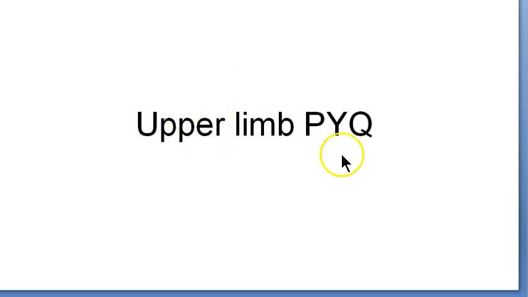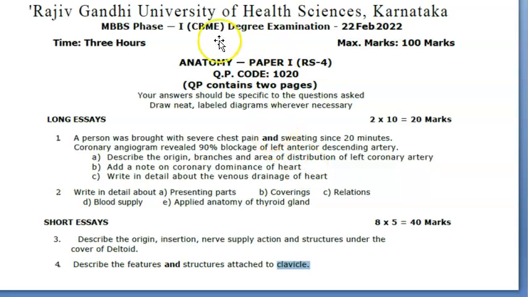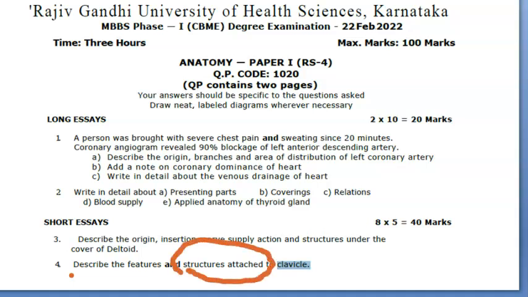Guys, in this video, let us look at the upper limb previous year questions, anatomy. In this question, they have asked features and structures attached to clavicle. In this video, let us look at the structures attached to clavicle. You should be able to write this for around 2.5 marks because the total question is asked for 5 marks.